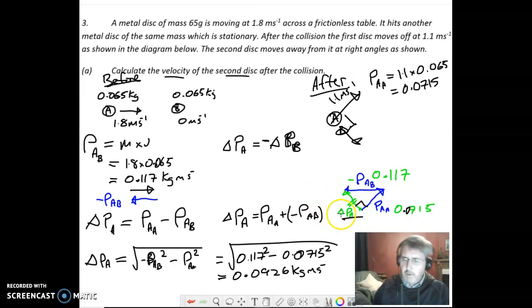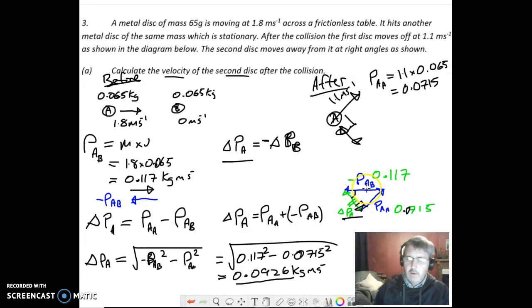And remember, I said that delta PA equals negative delta PB, and delta PB just equals PB after. So this is the magnitude of my answer. It's just going in the opposite direction. We can see that it's going downwards, but in the opposite direction. Now, if we want to find the actual angle that B is moving off at, which we would have to do, we want to find this angle here. And remember, B is going to be moving in the opposite direction, so it's going to be moving down here, and we find that angle.